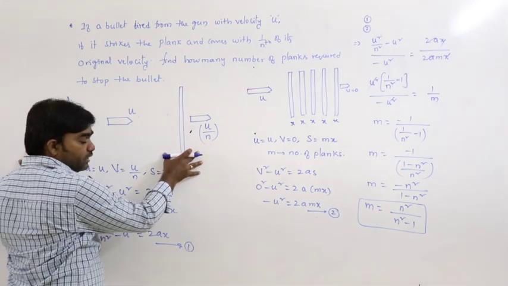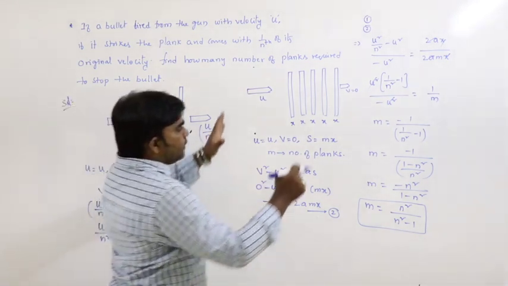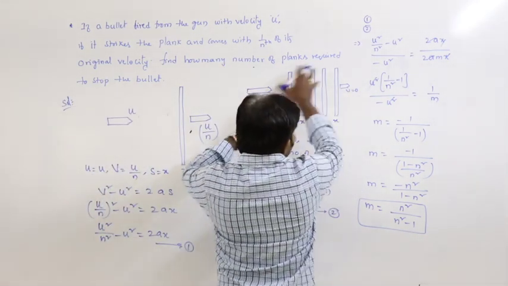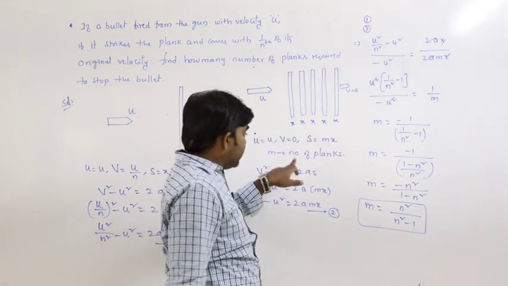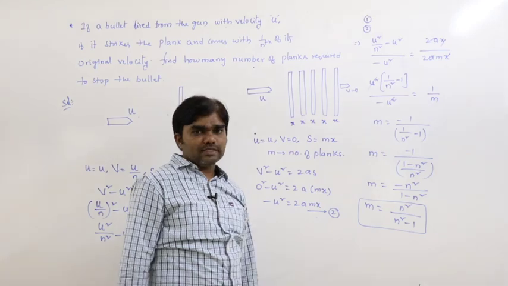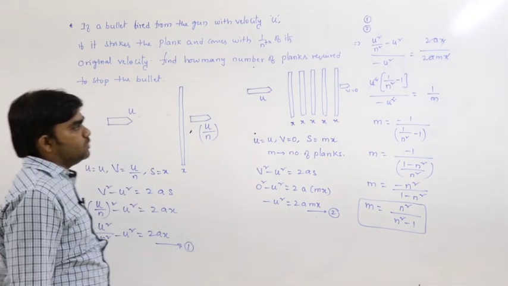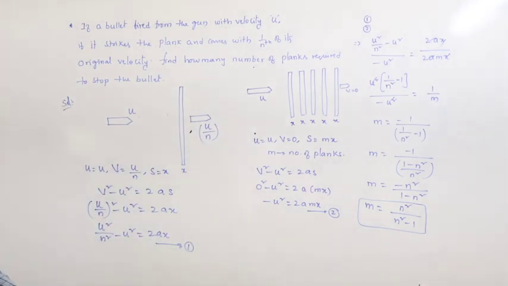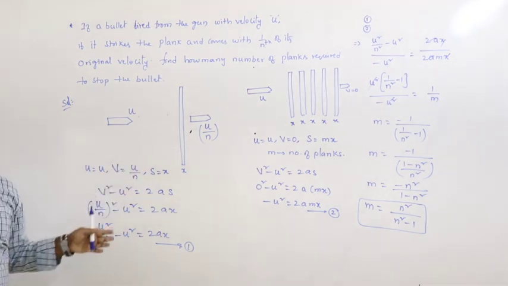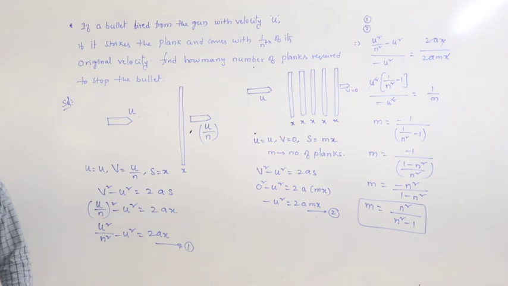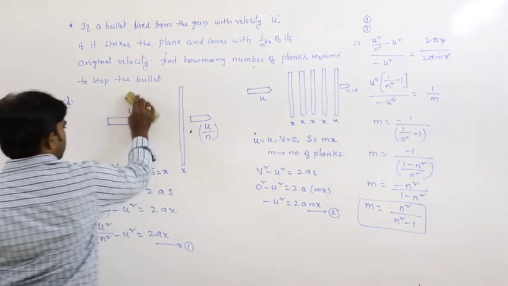So first we calculated for one plank, and then we kept a number of planks. Number of planks means total width. Total width is, let us say, mx, where m is the number of planks. So that is the situation. This is one model. We missed this model in the previous classes, so that's why we covered it here.